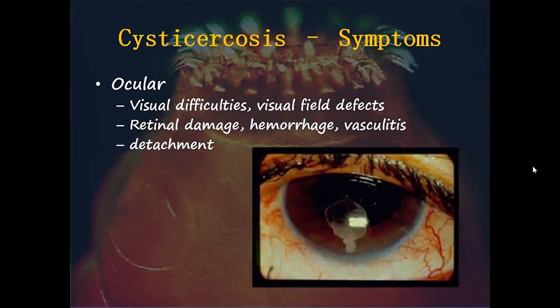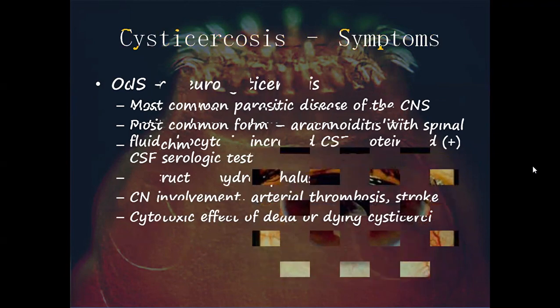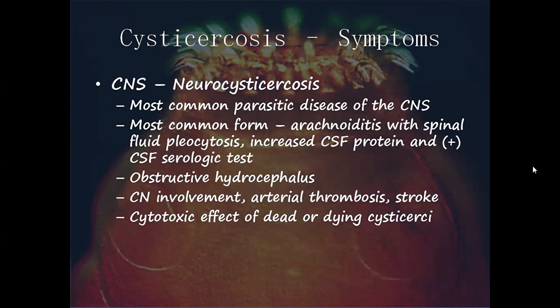Okay. They can spread to the eyes also and cause ocular cysticercosis, can present with visual difficulties, visual field defects. Depending on where they are located, they can cause retinal damage, retinal hemorrhage, vasculitis, or even detachment of the retina or the eyeball. More devastating will be if they migrate and penetrate into your central nervous system to produce neurocysticercosis, which is considered as the most common parasitic disease of the central nervous system.